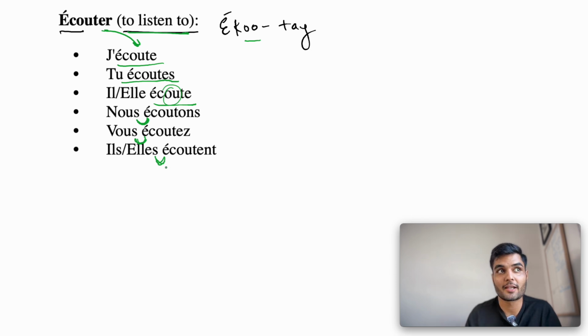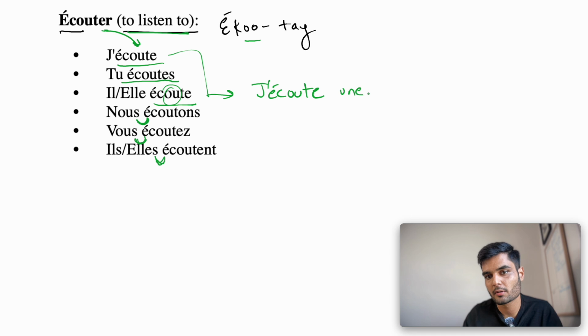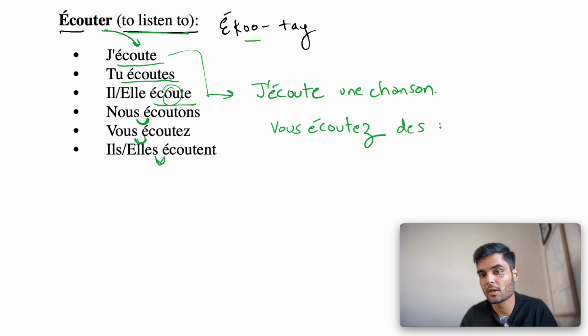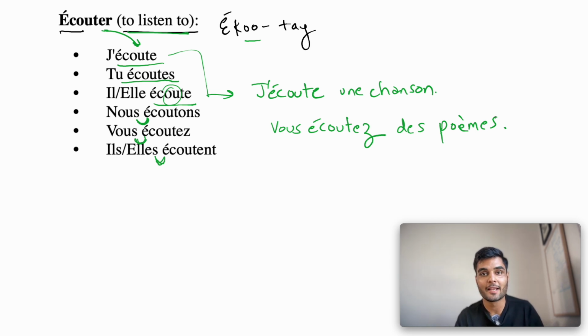Now, if I want to say I'm listening to a song, j'écoute une chanson. J'écoute une chanson. Vous écoutez, you are listening. Des poèmes. You are listening to poems. Vous écoutez des poèmes. So these are our 10 most common ER ending verbs in French.